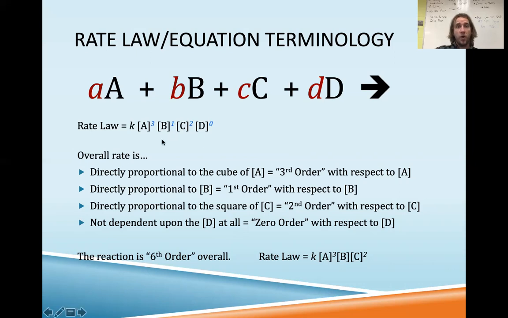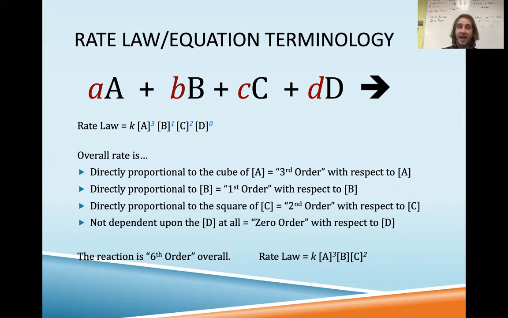And if it's a 1, or just if it was just B with no power, we would say that's directly proportional to the concentration of B. It is first order with respect to B. If it was a squared value, we'd say that, for example, for C, it's second order with respect to C.